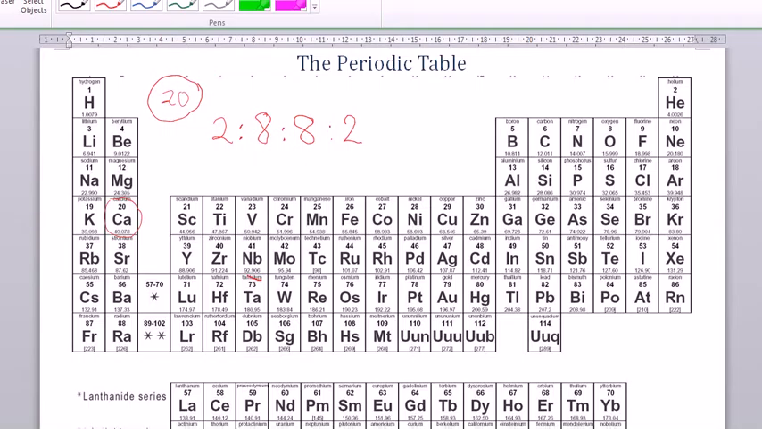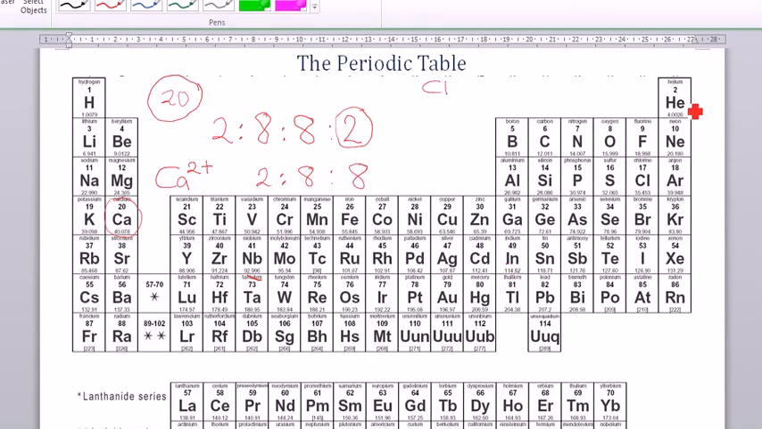What happens when this forms an ion? Well, metals lose their valence electrons. So calcium becomes calcium 2+, and the arrangement of the ion is now 2, 8, 8, having lost the 2 valence electrons. Similarly with the non-metals, for example chlorine.